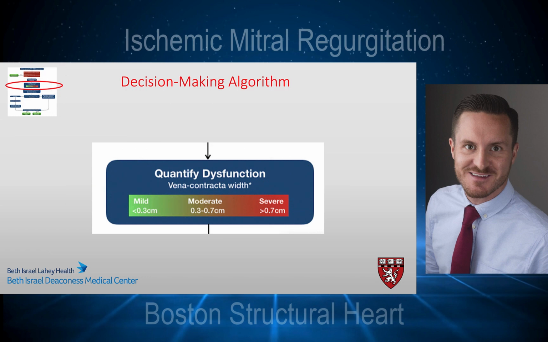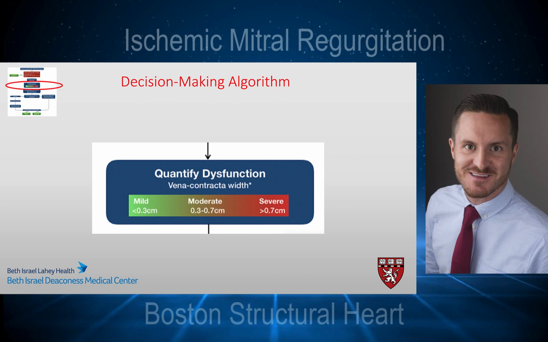Our next step is to quantify the degree of dysfunction, and our primary method is the vena contracta method that we use. Despite many potential pitfalls with this method, we find it a very quick, reproducible, and good method to distinguish mild and severe regurgitation.